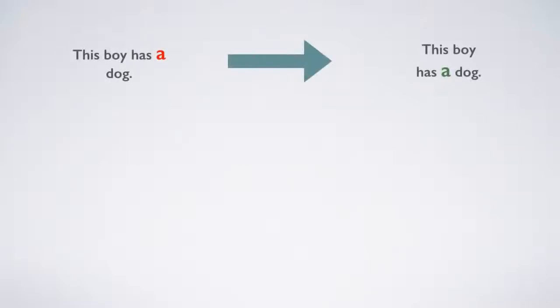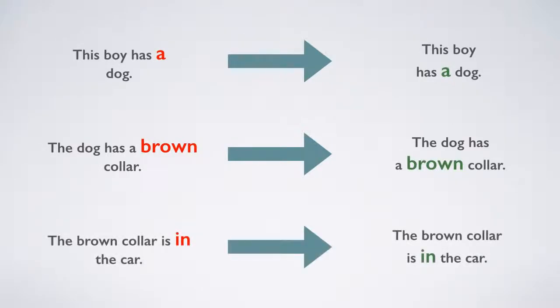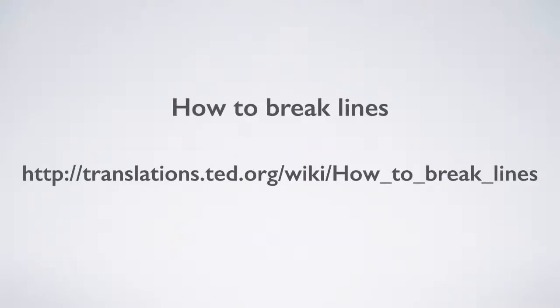When breaking subtitles into lines, also try to keep syntactic units together. What this means is that you don't want to break up a phrase that linguistically kind of works as one thing. For example, in English, you want to keep the article together with the noun, the adjective with the noun that it modifies, and a preposition with the thing that it refers to. You can find out more about line breaking in a guide on our OTPedia entitled How to Break Lines.